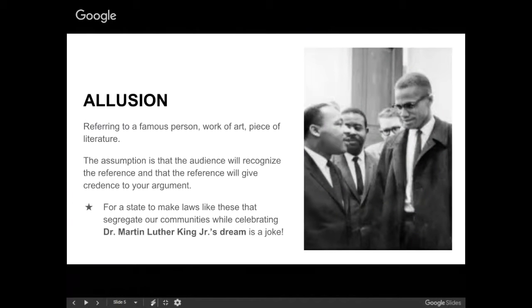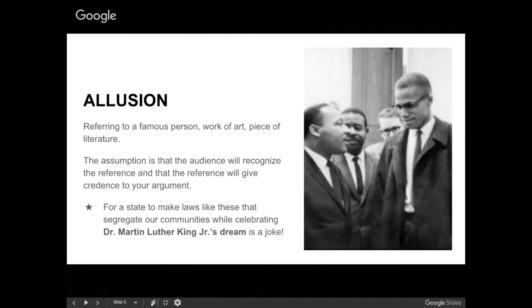Next, we've got an allusion. An allusion is kind of different. It's the fact that you're making a reference to something that is cultural, something that people don't need an explanation about. So for instance, for a state to make laws like these that segregate our communities while celebrating Dr. Martin Luther King Jr.'s dream is a joke. Now, you'll notice Dr. King doesn't need any explanation. That reference to that historical figure, people are going to understand what you're doing there.